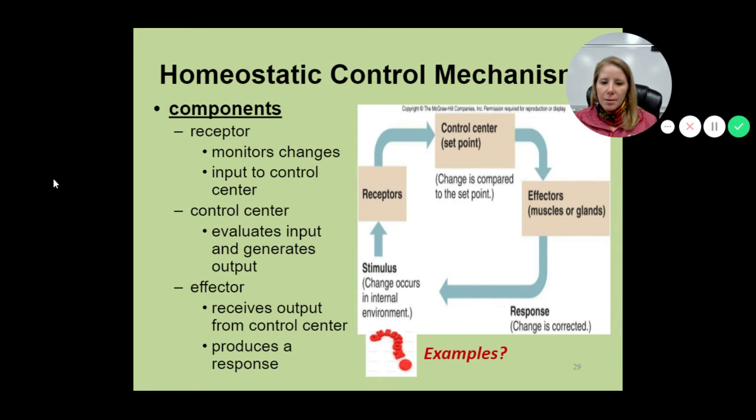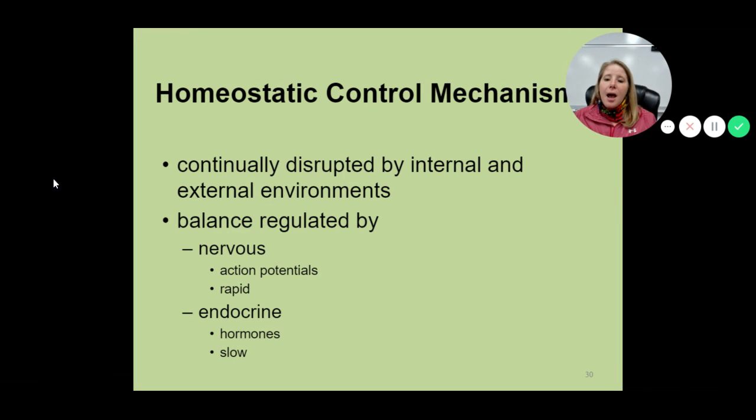All right. It is continuous. We are, again, in that balancing act. It's a nonstop balancing act. You can't ever stop balancing because you will fall over.